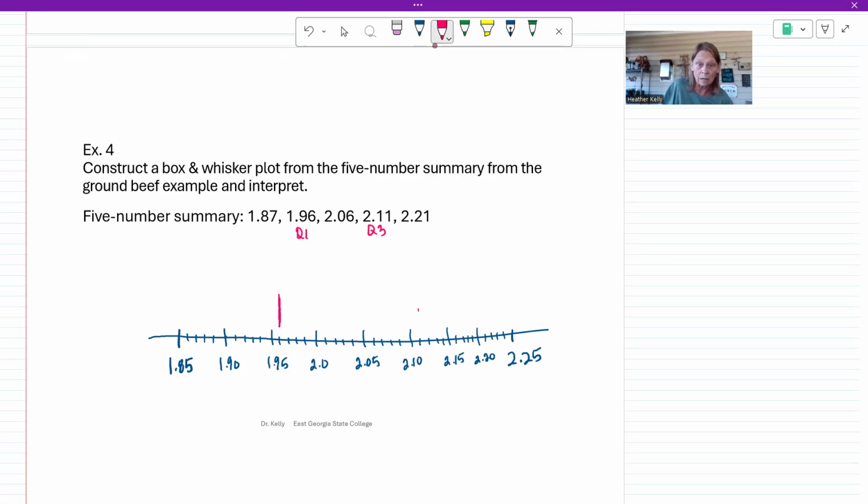2.11. Now the box doesn't have to be big. It just has to be there, right? Nice rectangle. Okay. And then we need to do the median. And that's 2.06. See how this guy's skewed? Okay, there's my median. And then let's stick in the whiskers here at 2.21 dot and at 1.87.